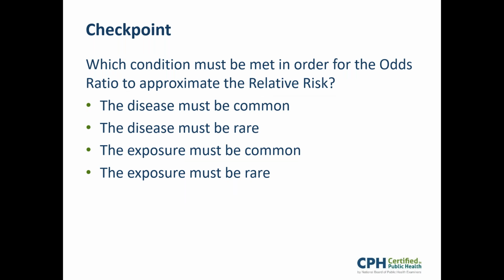So here's our next checkpoint. Which condition must be met in order for the odds ratio to approximate the relative risk? Is it that the disease must be common, the disease must be rare, the exposure must be common, or the exposure must be rare?